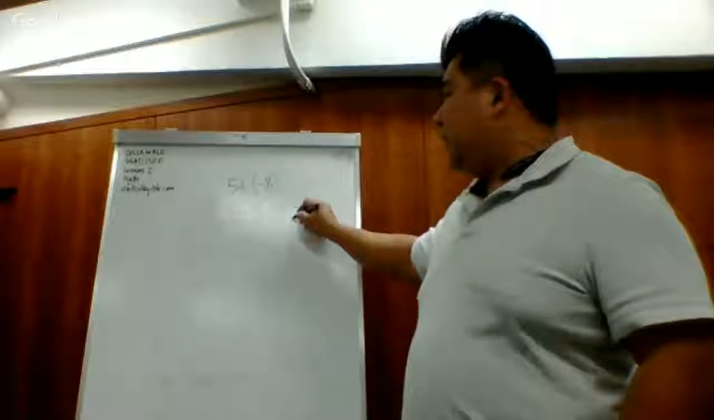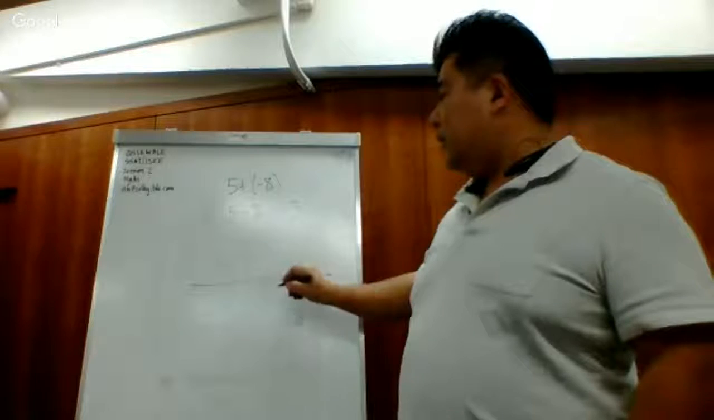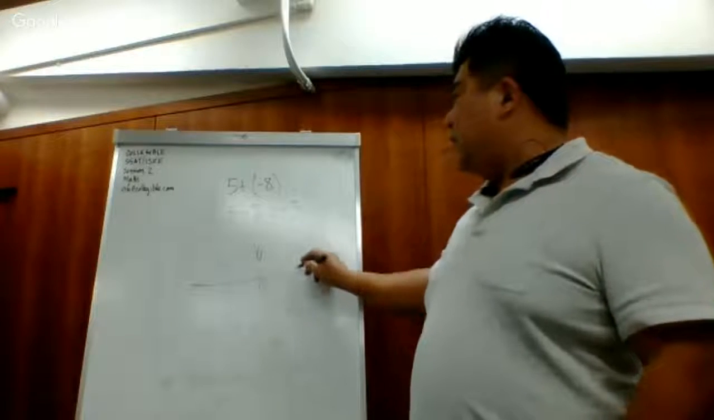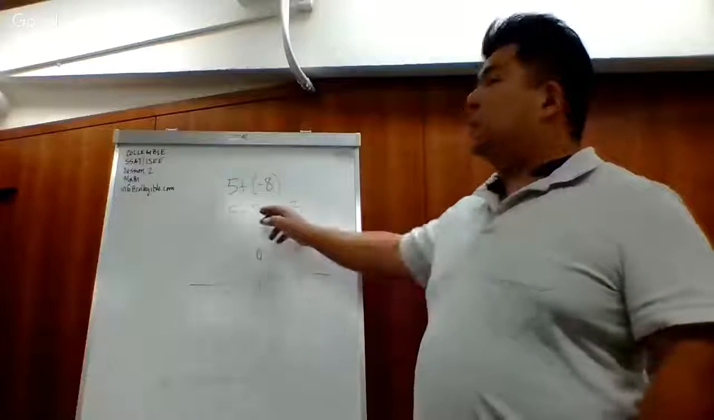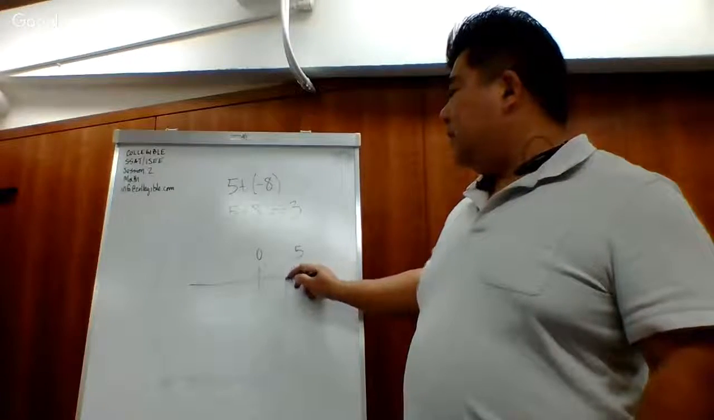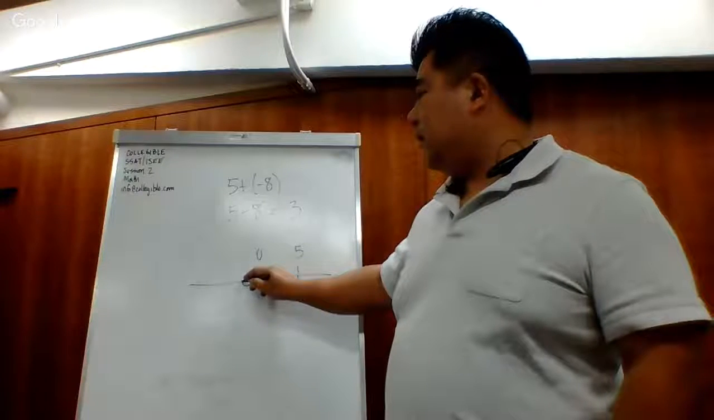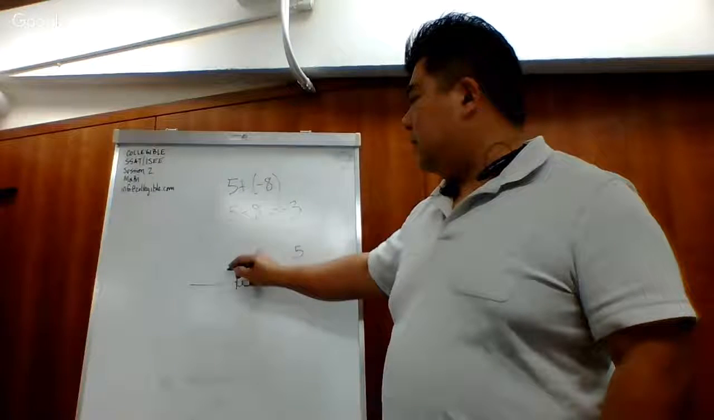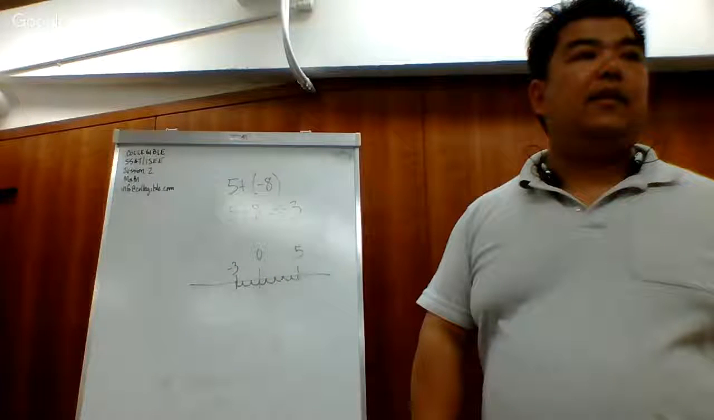equals negative 3. Okay. And for Ineza, just think of a number line here. If this is your 0, you're starting off at 5, right? And since you're subtracting 8 units here, you're going 1, 2, 3, 4, 5, 6, 7, 8. That's your negative 3. You see that? So that's what takes us there.